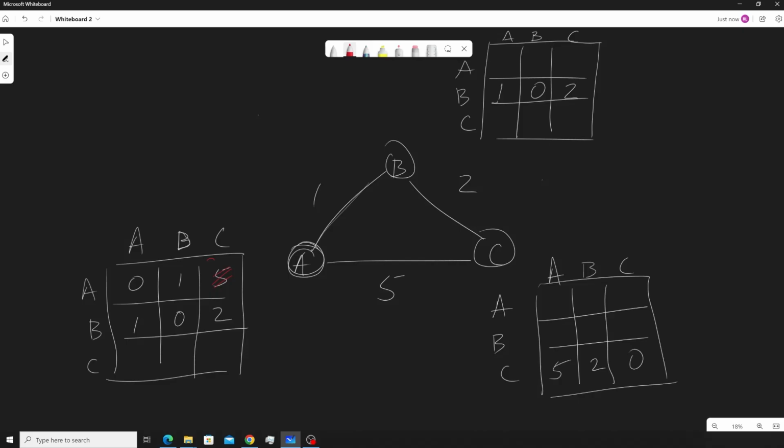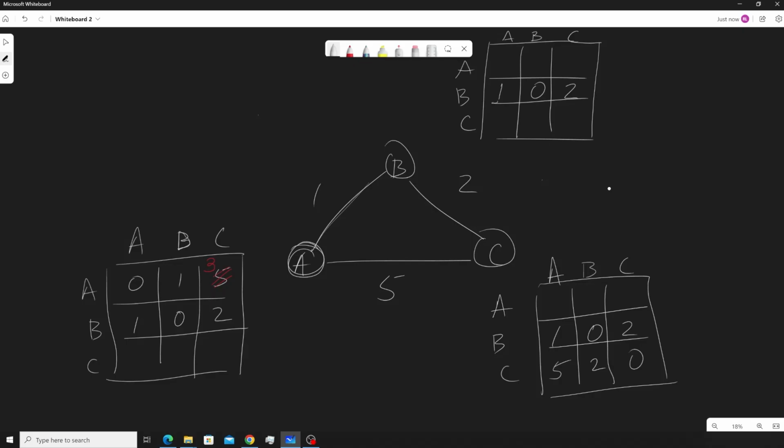In the same regard, if B shares this table, shares its distance vector with C, 1, 0, 2, then C, so we can see that from B, we can get to A. From B, we can get to C with a cost of 2. Okay. And we can get to A with a cost of 1. Okay.